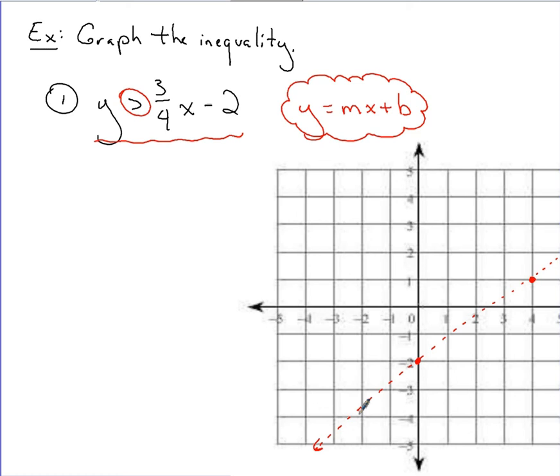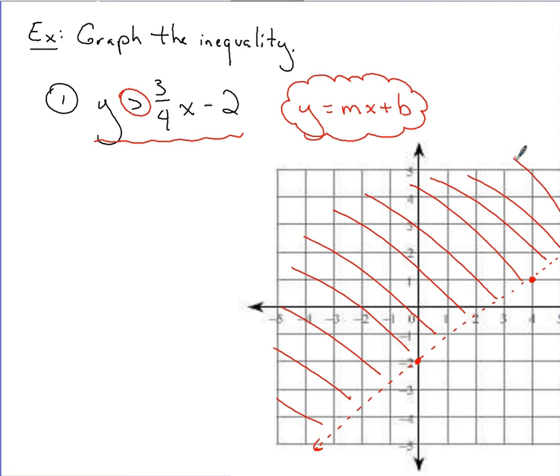Since it is greater than, I'm going to look at how this line splits up the y-axis. Splits up the y-axis right here at this point. So this is my high side, this is my low side of the y-axis. Whenever it's greater than, I want to shade to the high side of the y-axis. Since that falls over here on this side of the line, I'll do my shading basically above the line.